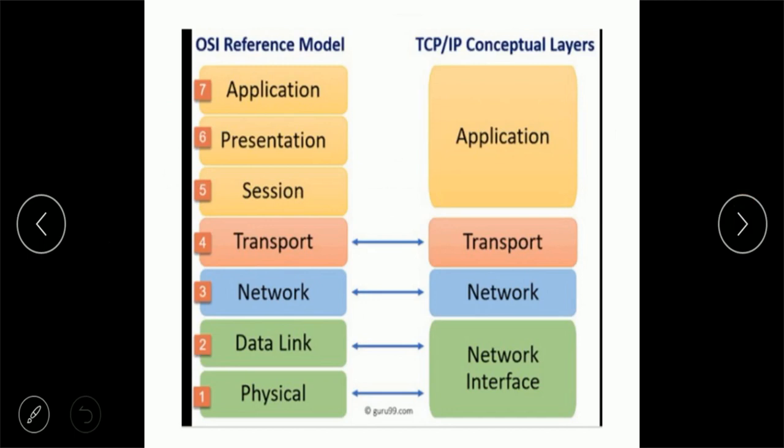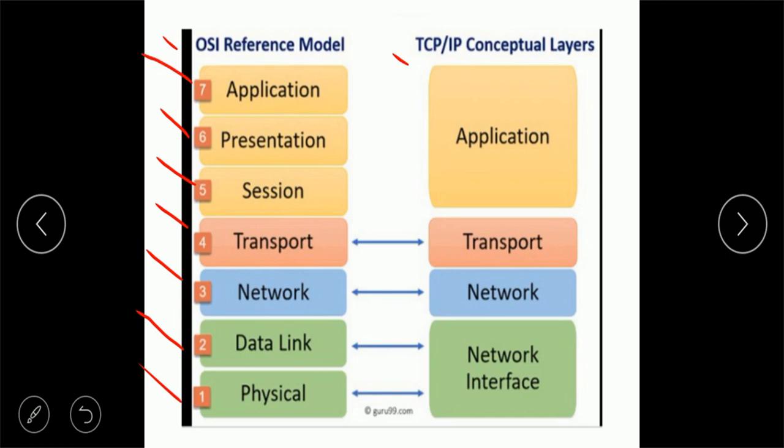Listen, these are the two models: the OSI reference model, that is Open System Interconnection, and the TCP/IP reference or conceptual layers. There are different layers through which the data is passed from one to another and finally reaches the destination. We start from the bottom: physical layer, data link layer, network layer, transport layer, session layer, presentation layer, and the last is the application layer in the OSI reference model.